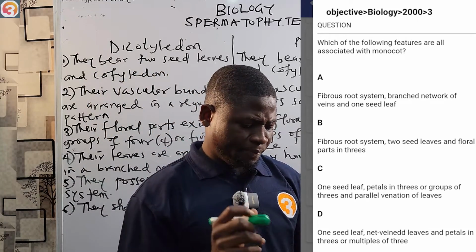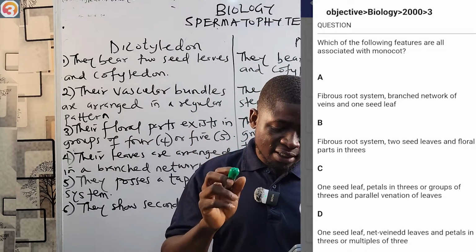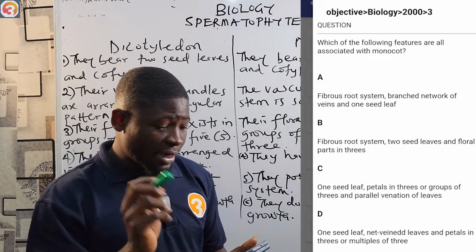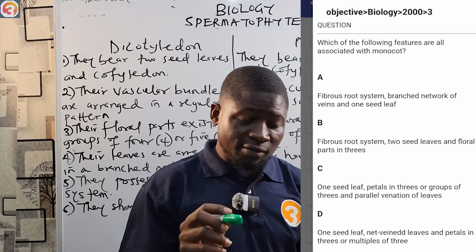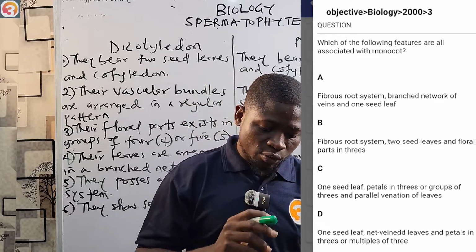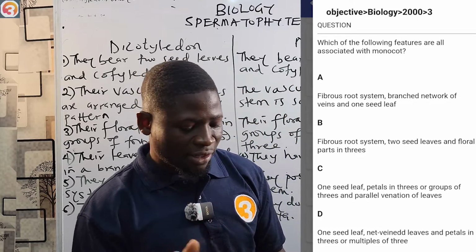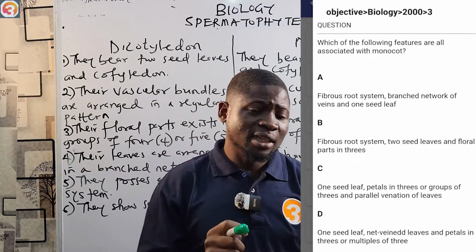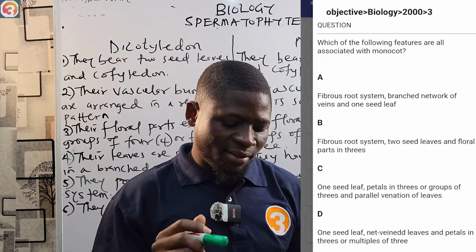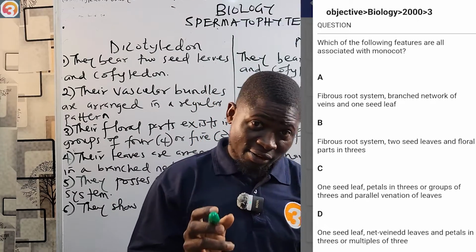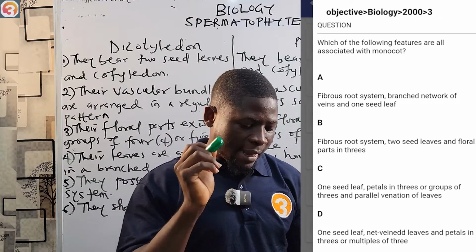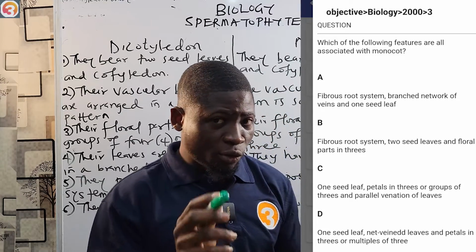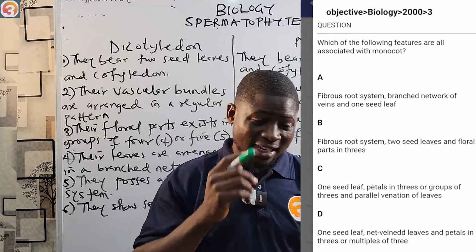Okay, so B, they say fibrous root system. Do they have fibrous root system? Yes, they do. Then two seed leaves. Do they have two seed leaves? No, they don't. Okay, so that makes that option very wrong. So C, they said one seed leaf. Do they have one seed leaf? Yes, they do. Petals in groups of threes. Is that right or wrong? Yes, they do. Then parallel venation of leaves. True or false? True. So our correct answer there will be option C.